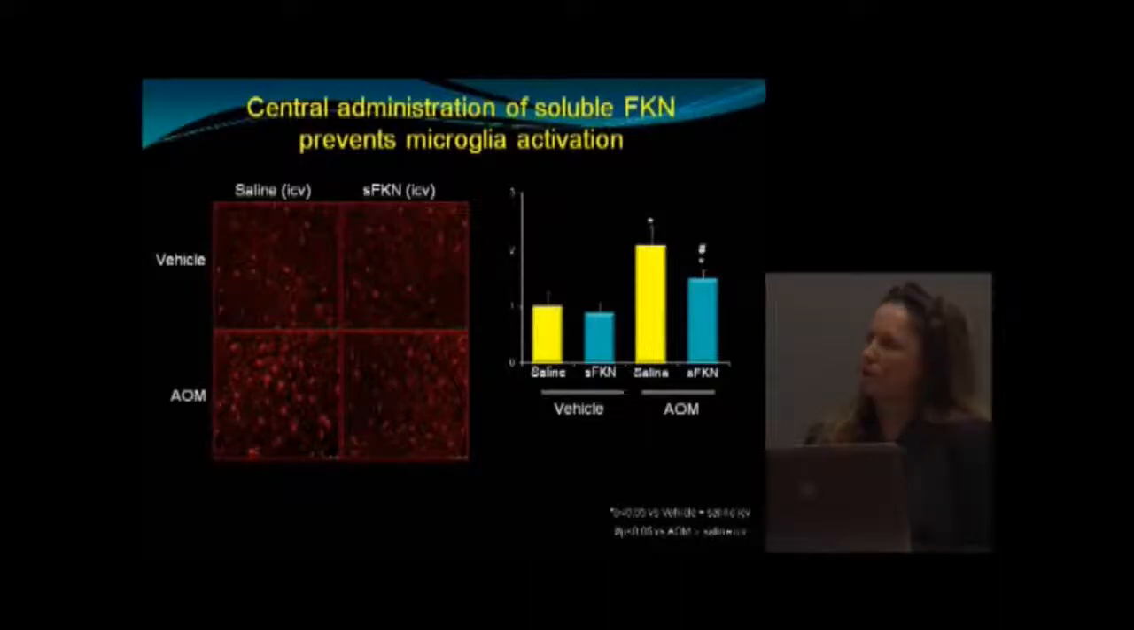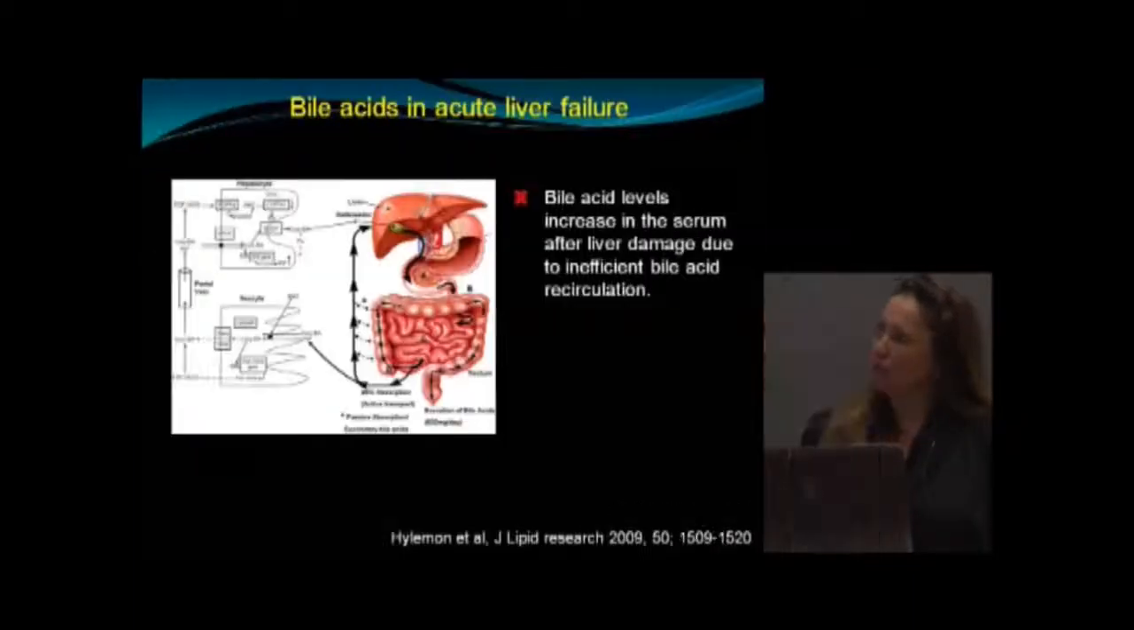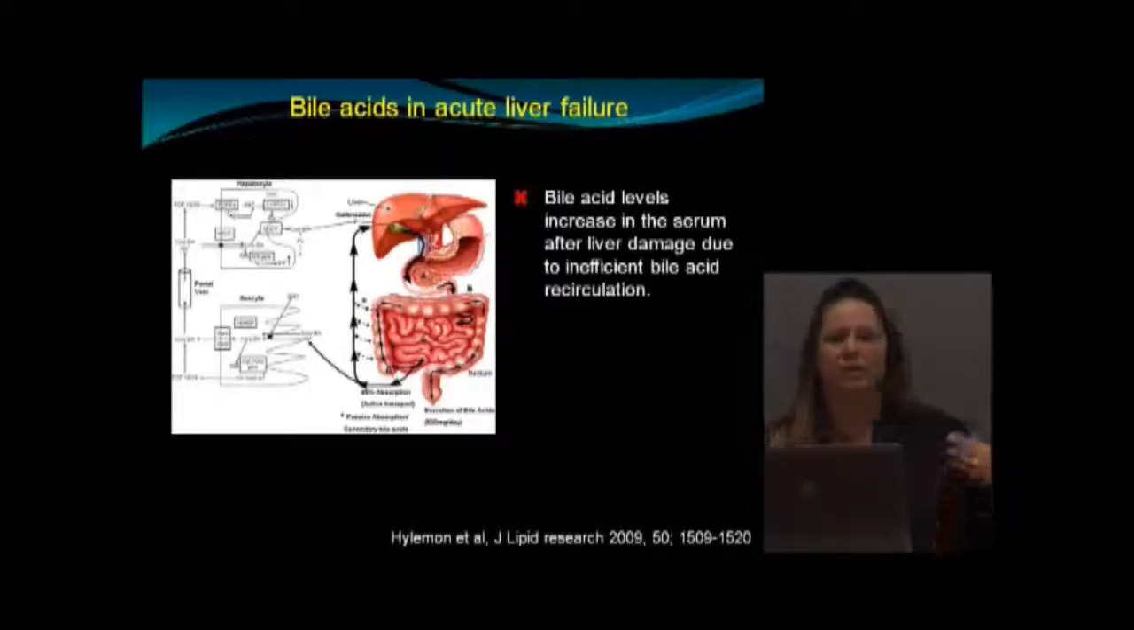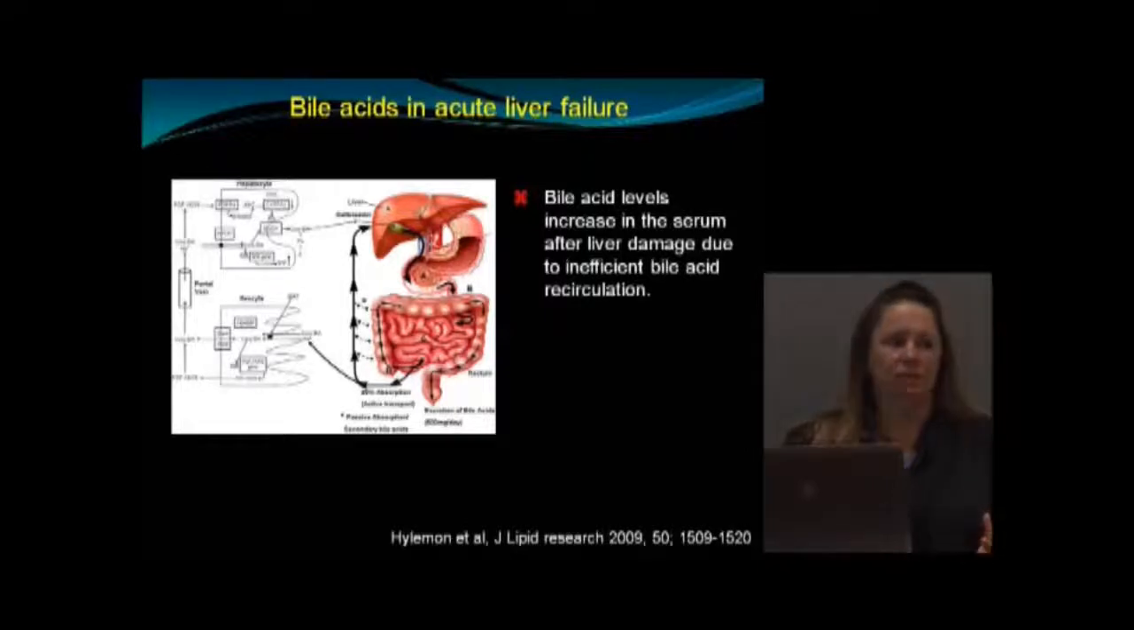So similarly, you can see that there is an increase of microglia incidence, or number, that is reduced with the treatment of soluble fractalkine. So one question that we keep going back to is, what is being released from the liver that can be causing all these changes in the brain?